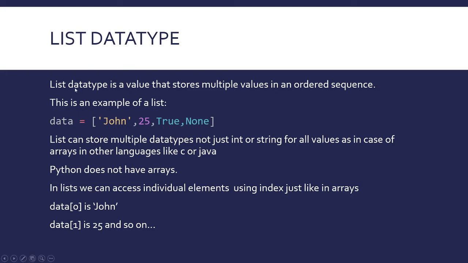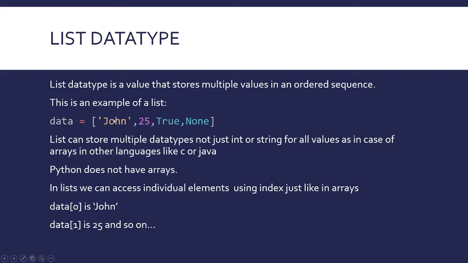You can see that data is equal to John, which is a string, then this is an integer, 25 is an integer, True is a boolean type, and None is a NoneType. So we can store multiple data types in a Python list, unlike arrays.